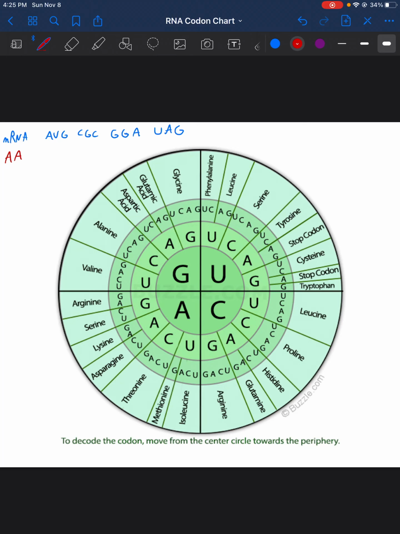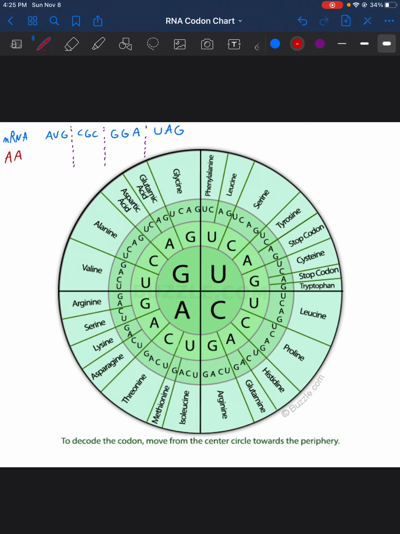So, up here at the top left, I have given you the mRNA. We have AUG, CGC, GGA, UAG. So we're going to separate those into the codons, which are those three-letter words that we will then use this chart on. And that will help us figure out what amino acid we need to figure out. So let's focus on this first codon, AUG.